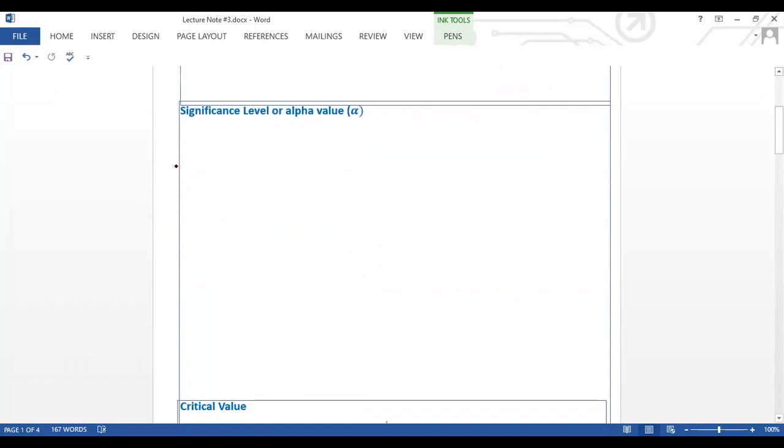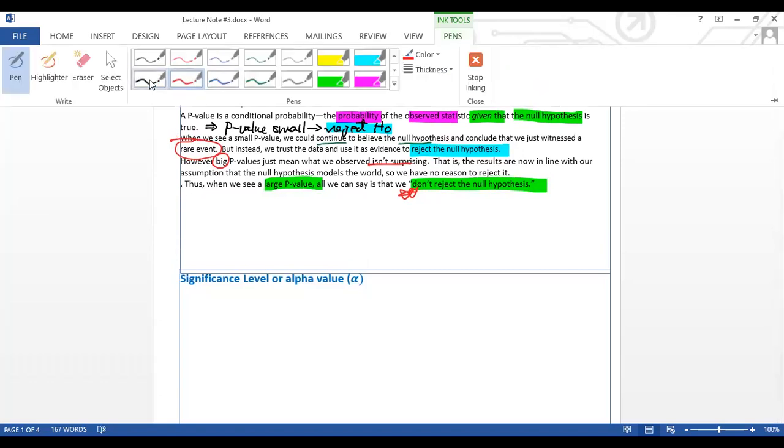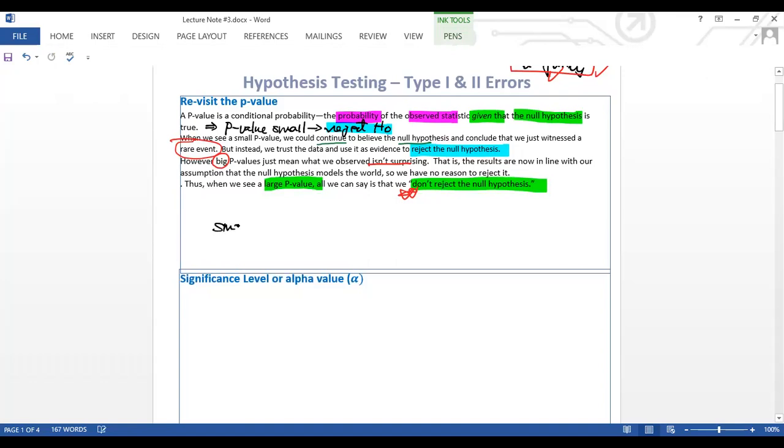Okay, so now what is the significance level and the alpha value here, right? A while ago we talked about the p-value. After this, you should remember one thing here. What do we want? We said the smaller the p-value, the stronger what? Evidence to reject H0, right? So we say the smaller p-value gives me stronger evidence to reject the null hypothesis.